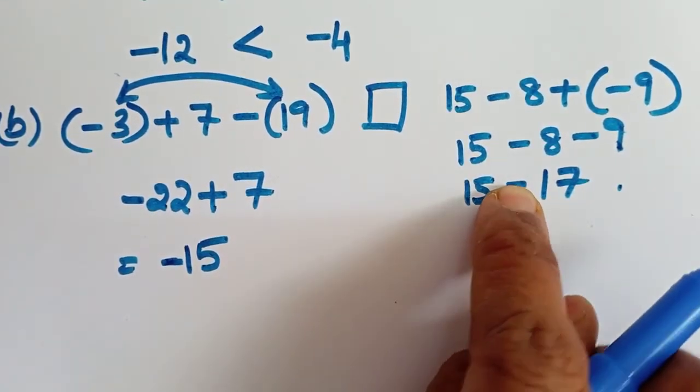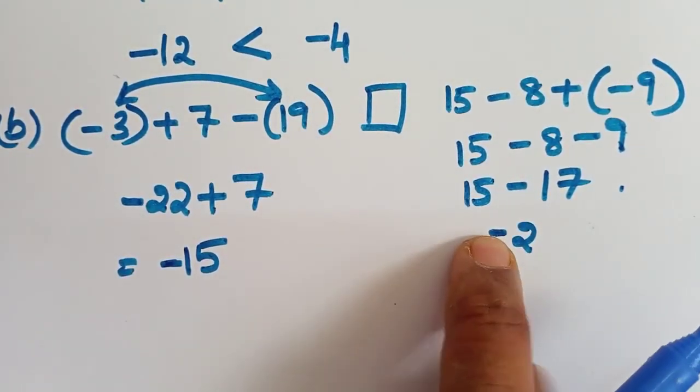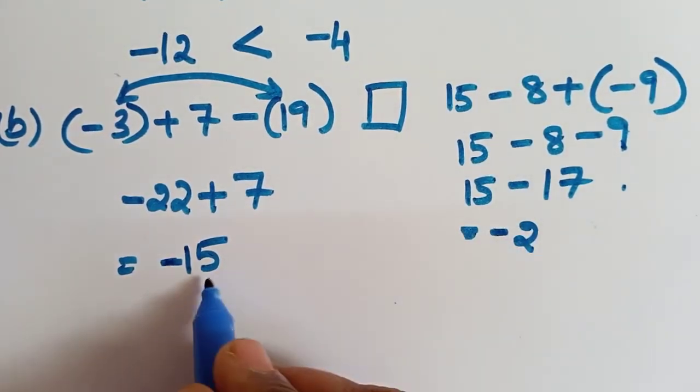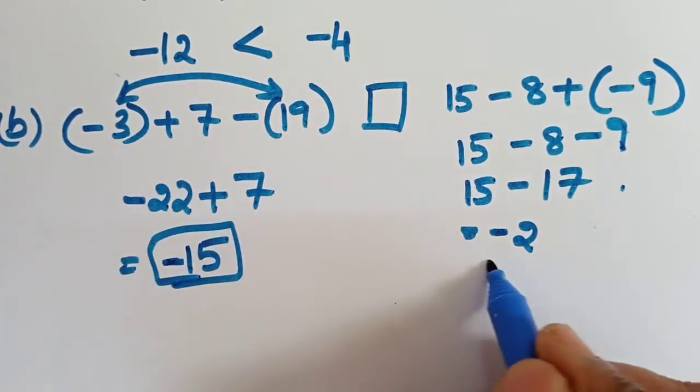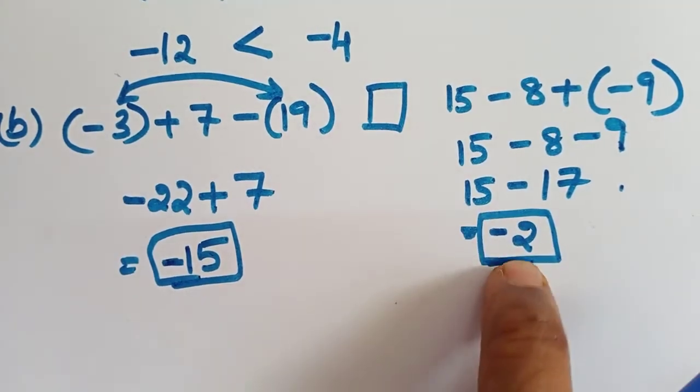17 is having a negative sign. So we are giving minus for the answer. So this side it is minus 15. This side it is minus 2.